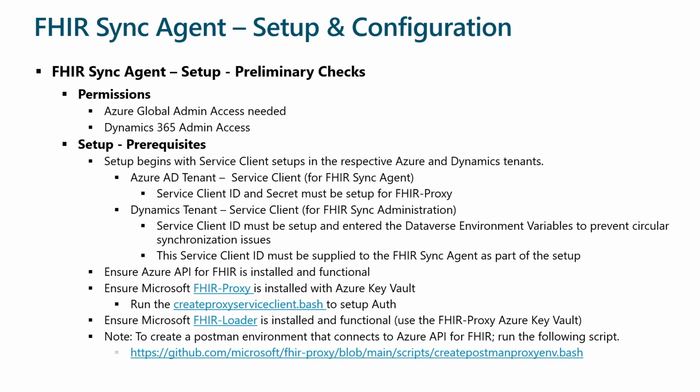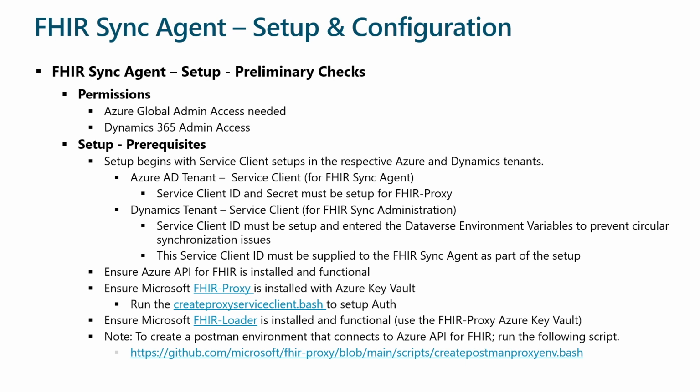The next step is to install the FHIR Sync Agent. In order to install the FHIR Sync Agent, you can request the latest installation files for the FHIR Sync Agent from your FastTrack solution architect. At this point, these FHIR Sync Agent installation files are not available publicly. So you have to make that request to your FastTrack solution architect.